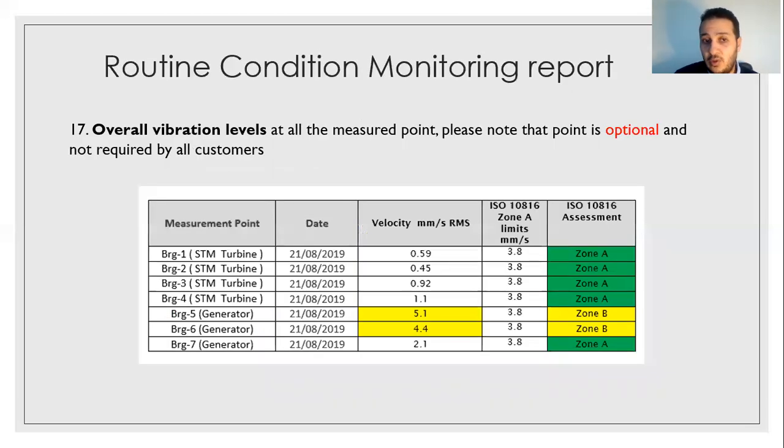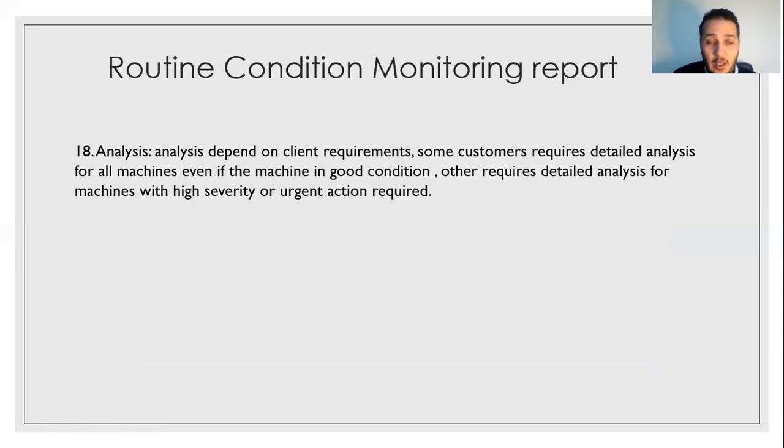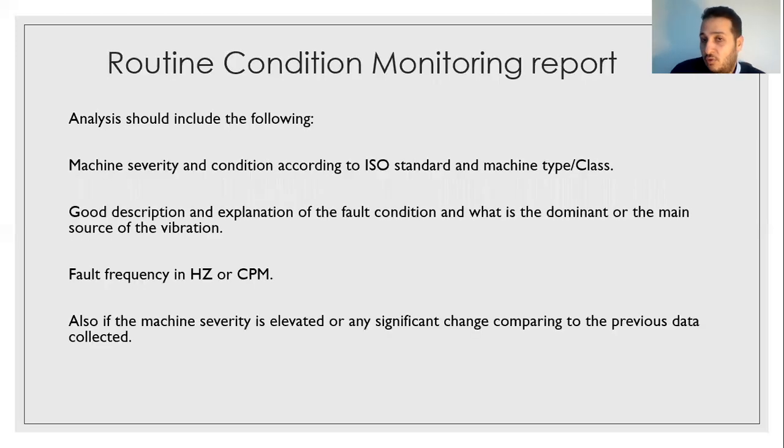For detailed report, sometimes you need to include all the vibration overall levels at each point, like we see here in the table, like the bearing one on the steam turbine, the date of the measurement, what was the vibration level, what was the ISO limits, and you can highlight them in green or yellow, whatever. The analysis depends on the client requirement. As I said, you might have detailed reports or you might have the summary report.